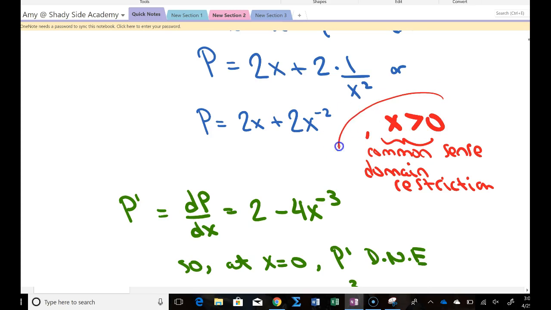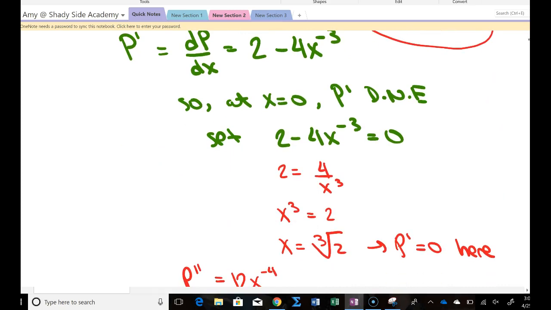And I just kind of made note of any common sense domain restrictions. Whenever we talk about applied optimization, we always make note of any kind of common sense domain restrictions. And then I took dP by dx. What a great conversation in class today about why it is we take the derivative with respect to x, right? D by d, whatever the independent variable is. And here you see my work going through.